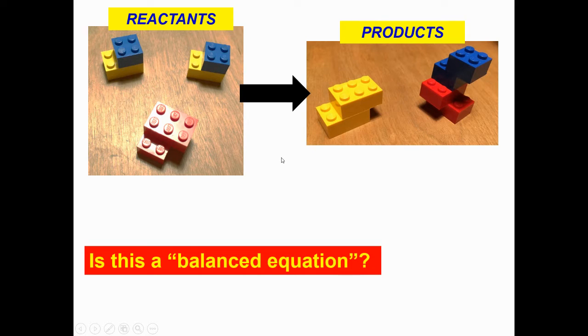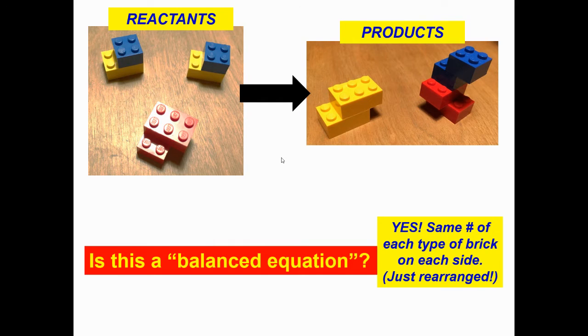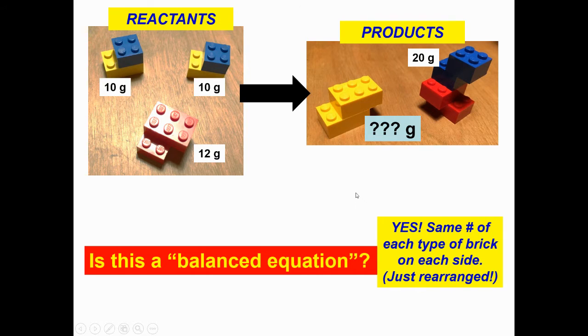Now, first question I'm going to ask you, is this a balanced equation? Well, yes. A balanced equation is one where we've got the same number of each type of atom on both sides of the equation. Okay, so we've got two of these yellow atoms, two of these yellow atoms, two of these blue atoms, two of these blue atoms, two of these red atoms, two of these red atoms. So this is a balanced equation. And these are called the reactants that you start with, and these are called the products that you end up with.